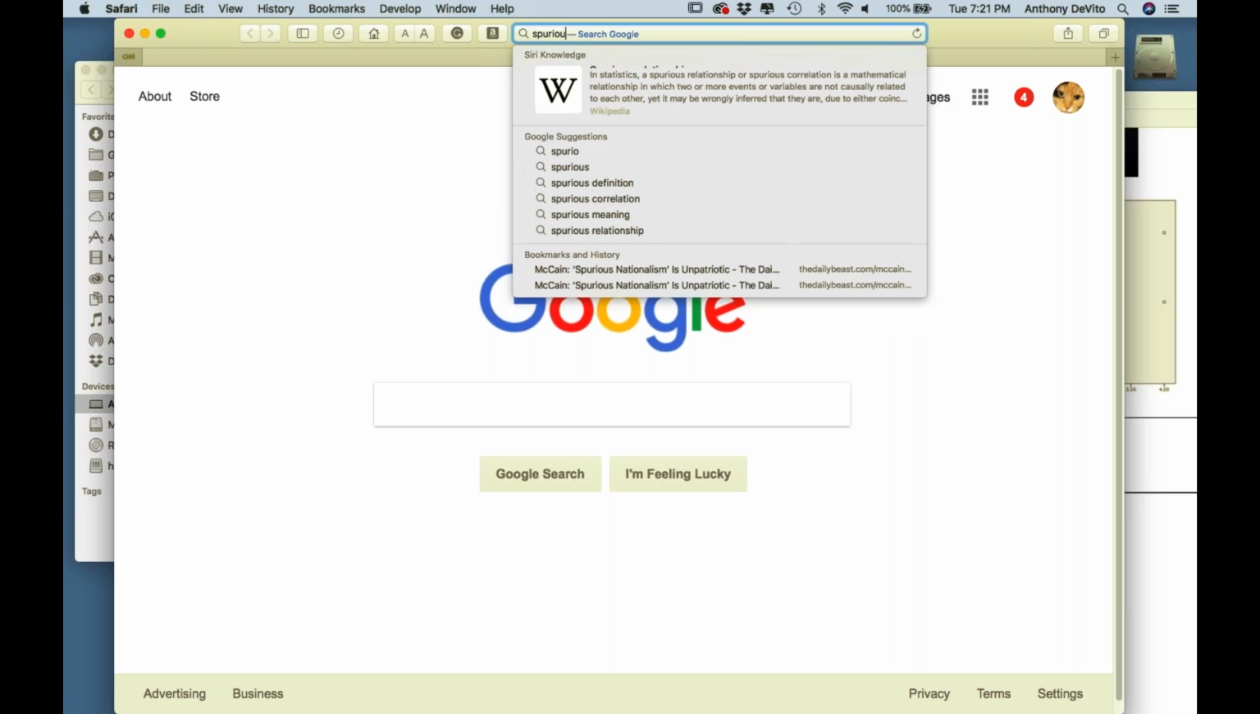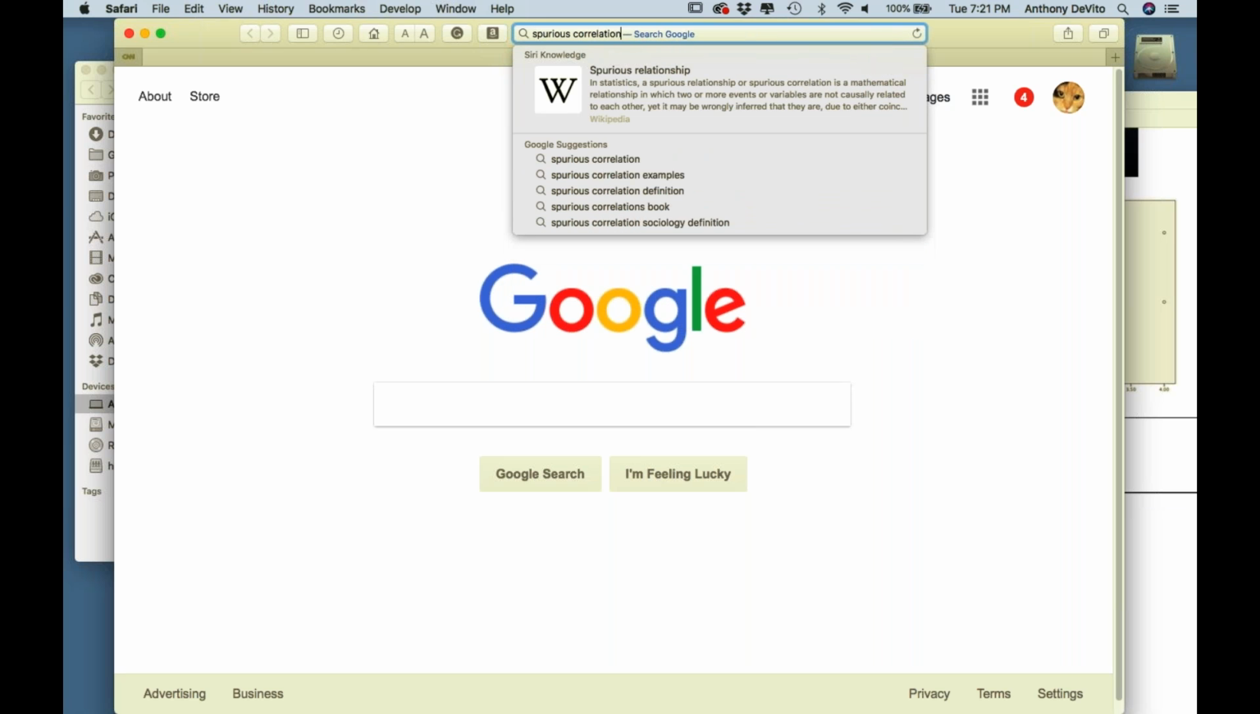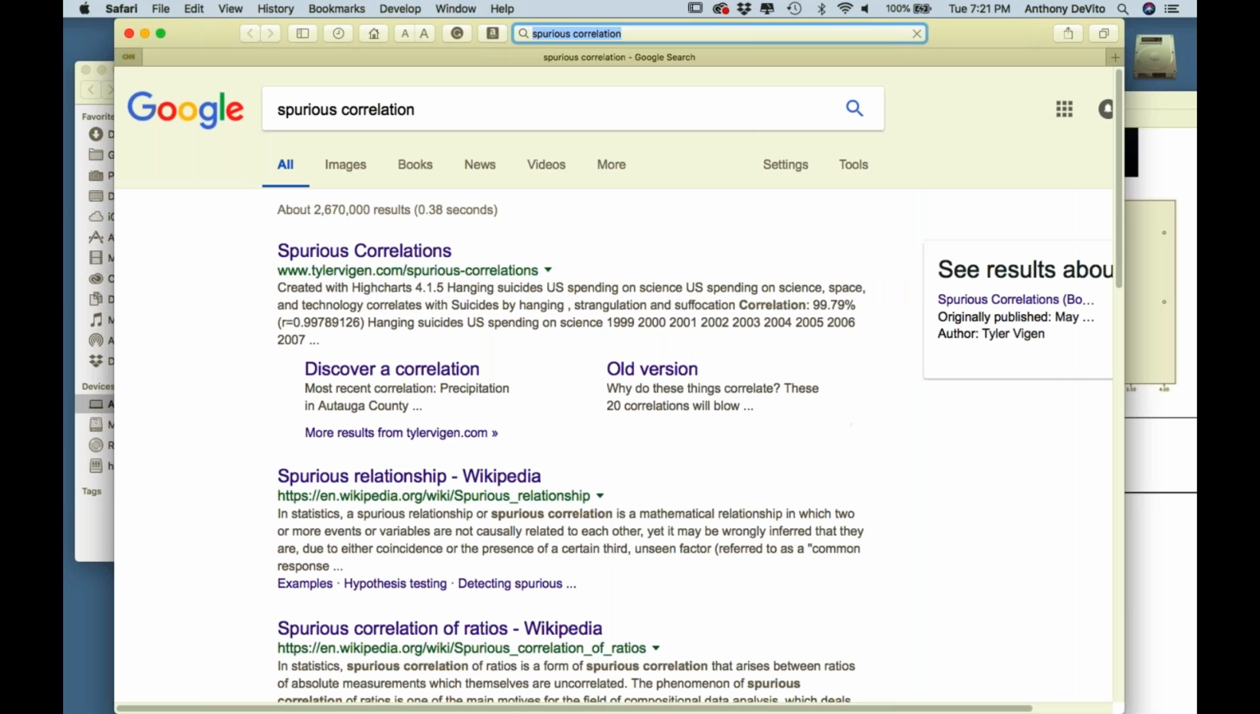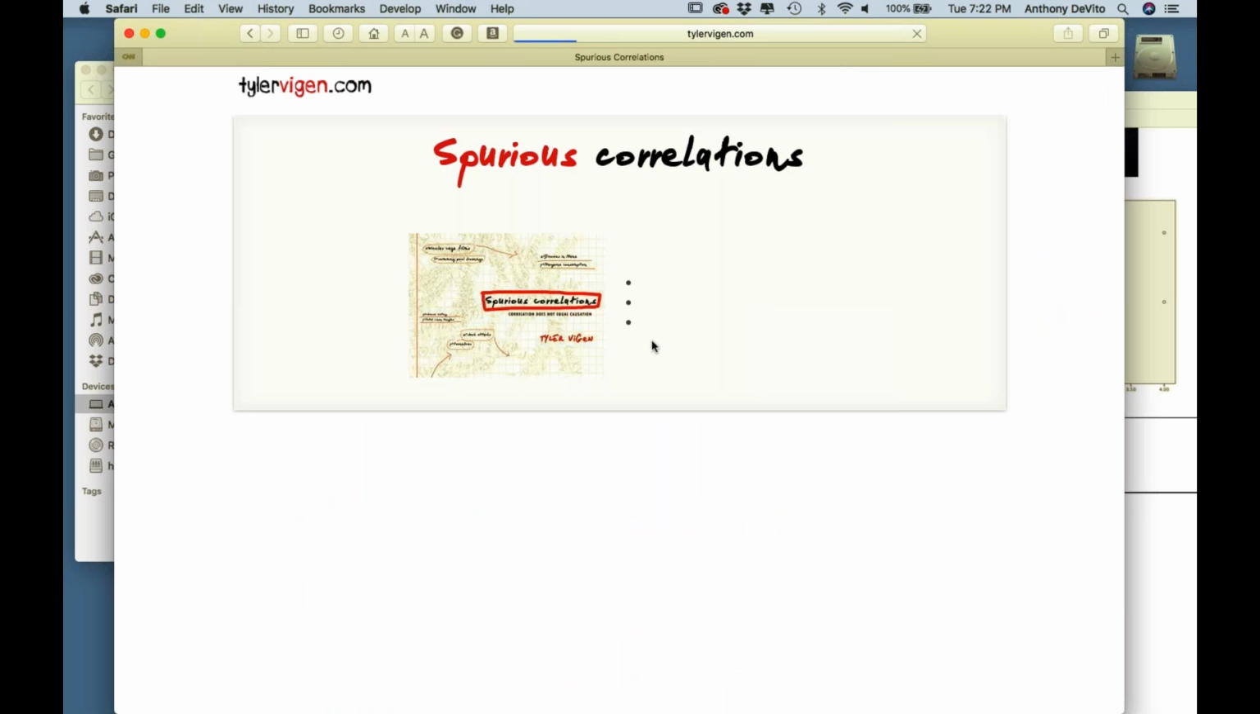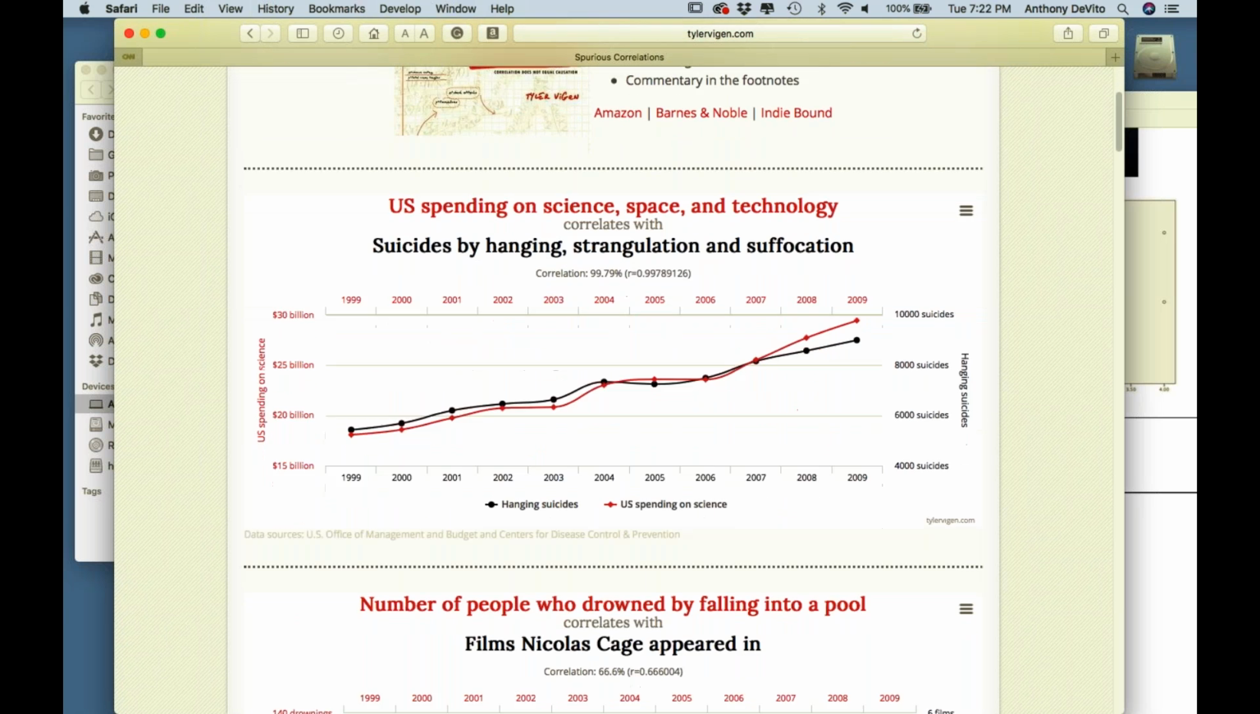Spurious. There's a guy on the internet who collects these spurious correlations. He looks for data where he can find two variables that appear to be associated, but it just doesn't make any sense that they're associated, and it just happens by coincidence. This is his site. Okay, suicides by hanging, strangulation, and suffocation compared to U.S. spending on science, space, and technology.